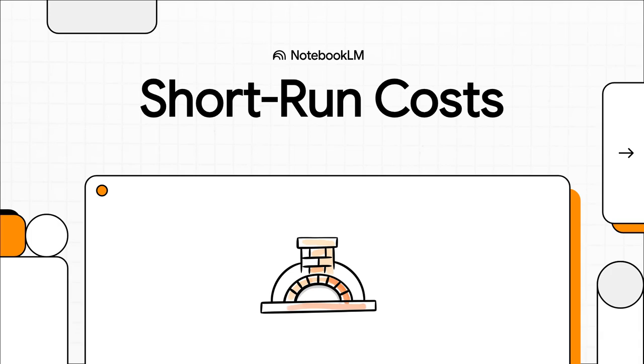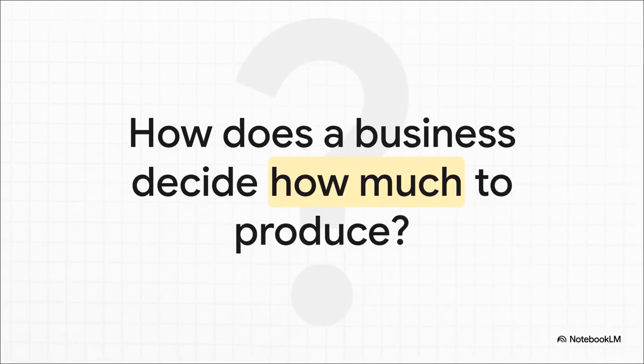Have you ever wondered how a business, any business, actually decides how much stuff to make? Well, today we're pulling back the curtain on that very question. We're going to dive deep into something called short-run costs. So really, it all boils down to this one question. How does a business decide how much to produce?